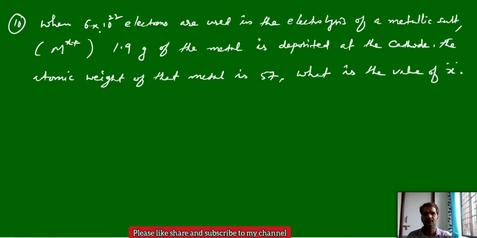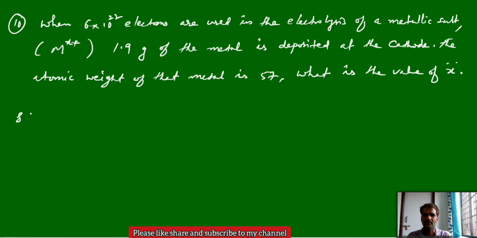Next question. When 6 into 10 power 22 electrons are used in the electrolysis of a metallic salt, with the ion M x plus, 1.9 grams of the metal is deposited at the cathode. The atomic weight of that metal is 57. Then what is the value of x?